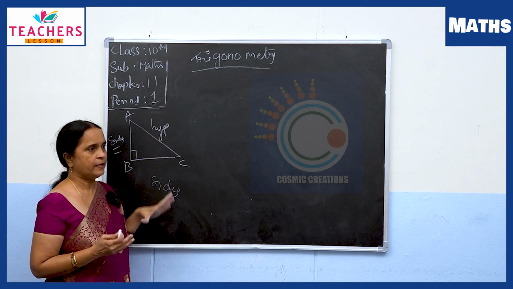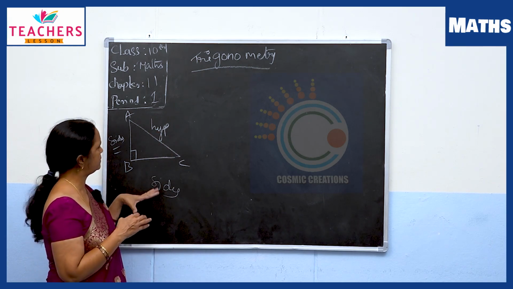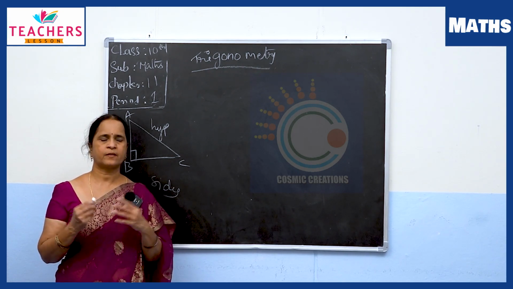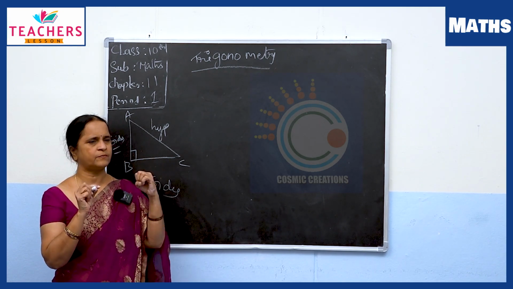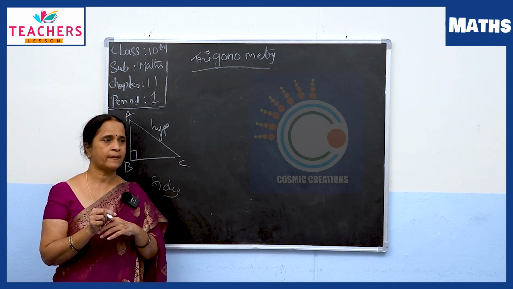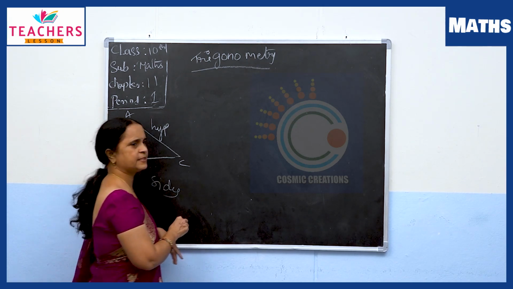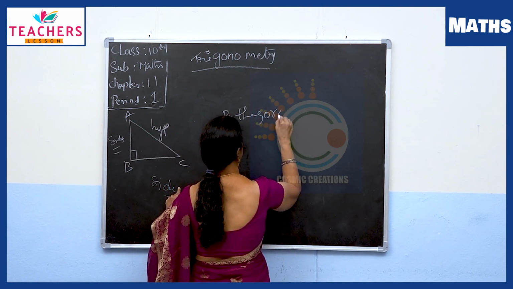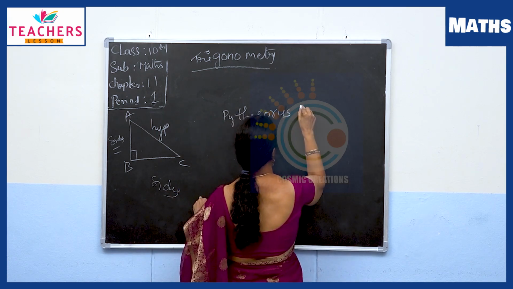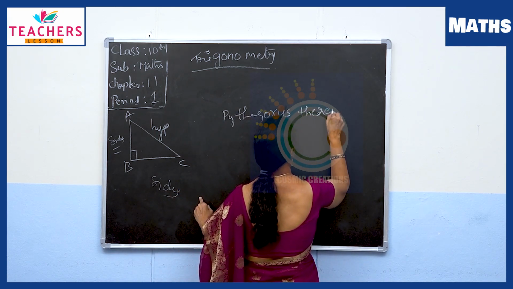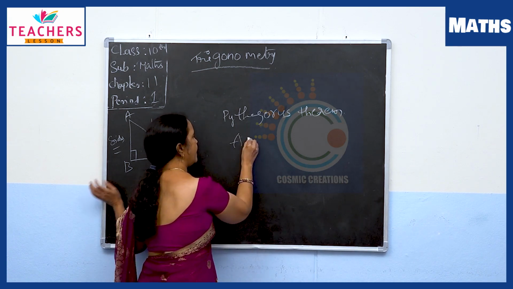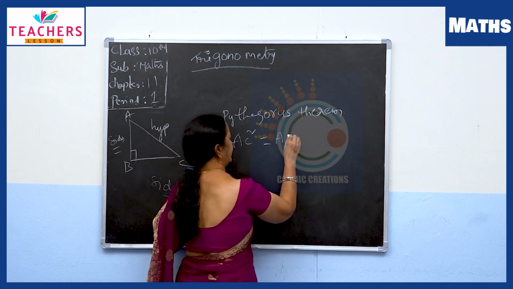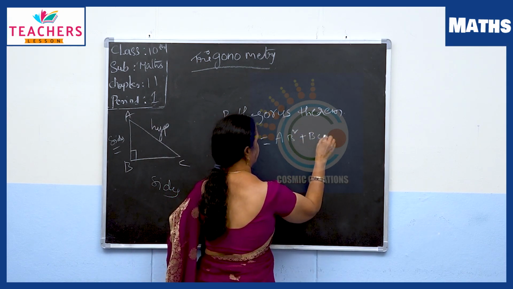Whenever a right angle triangle is given to you in trigonometry, one formula will come to your mind. What could it be? Pythagoras theorem. Very good. What is Pythagoras theorem? Hypotenuse square is equal to side square plus side square, here AC square.